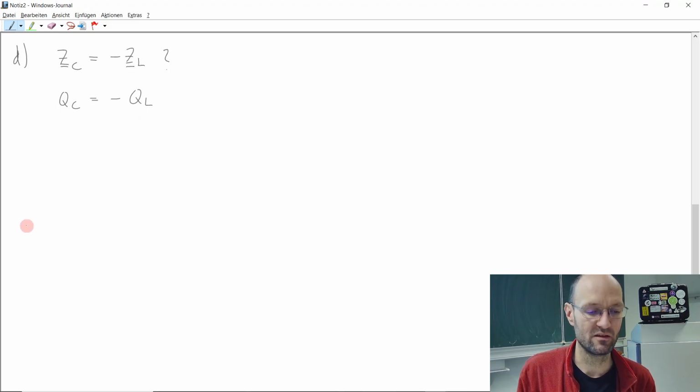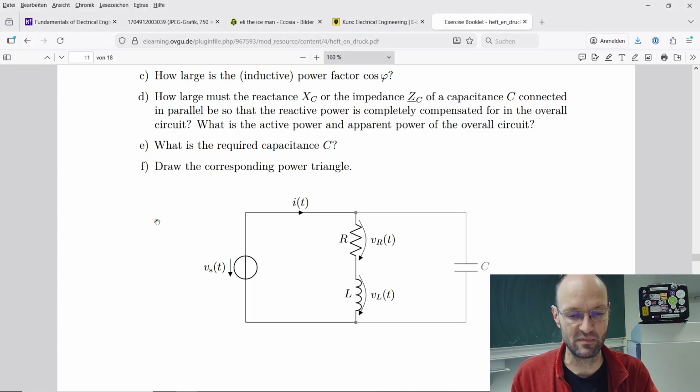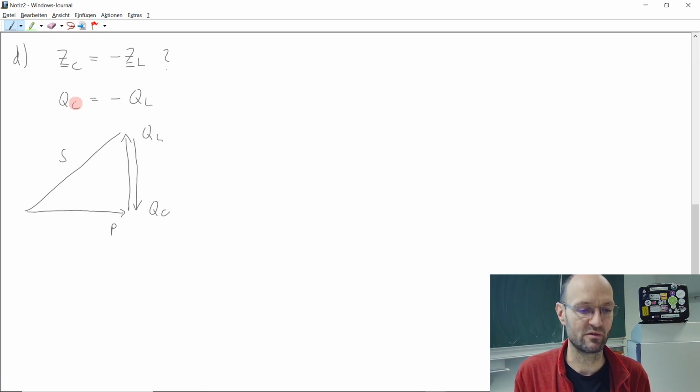And so remember, we had this power triangle, and we said, okay, there is some real power pointing to the right, and then we have the inductive reactive power pointing to the top, and we had this apparent power here. And now if we take the reactive capacitive power, then this is pointing downwards. So this is the QC, and if they have the same length, then we have complete compensation. And this is also what this equation means, right? The QC must be minus QL.